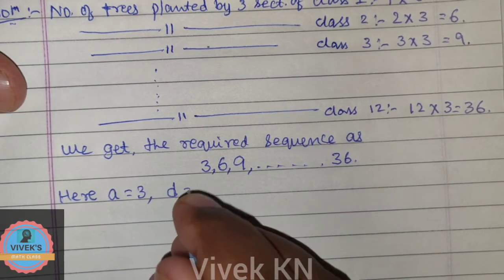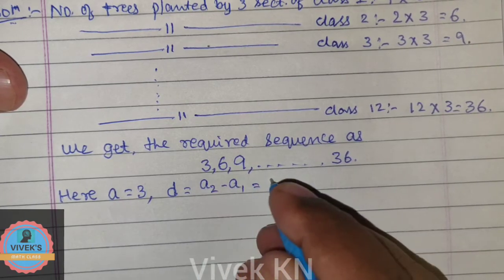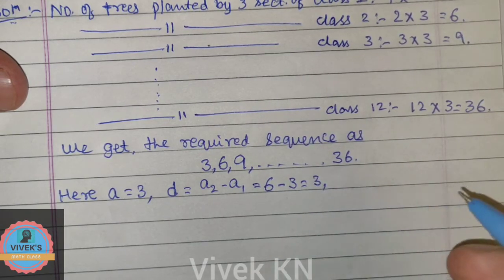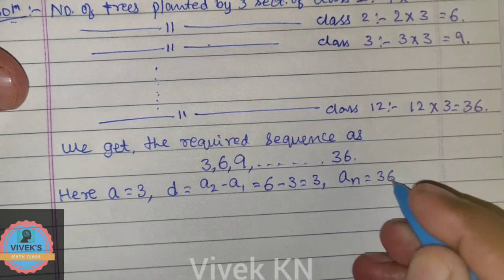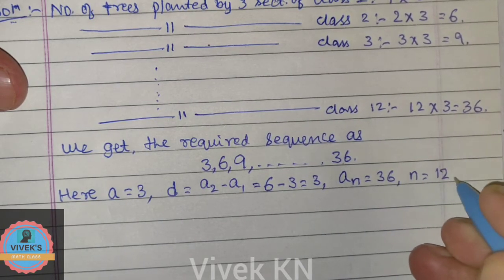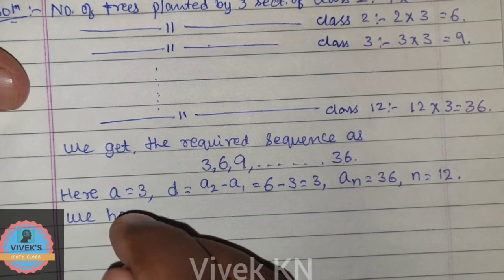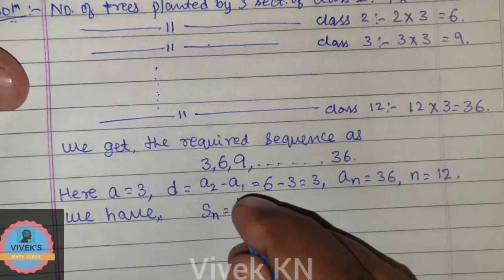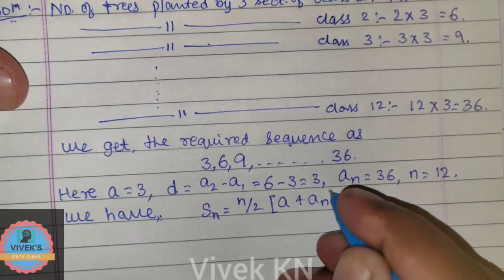Next we have to find out common difference, which is given by second term minus first term. Second term is 6 minus first term is 3. 6 minus 3 is 3, and the last term is 36, that is an is equal to 36, and the number of classes is 12. Now we have to write the formula of sum of first n terms of an arithmetic progression, that is Sn is equal to n by 2 into a plus an.